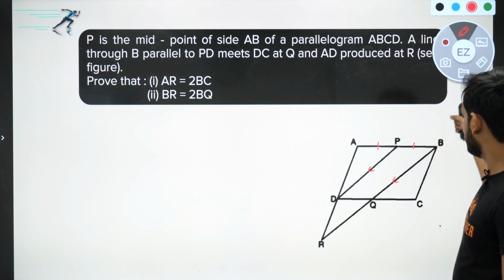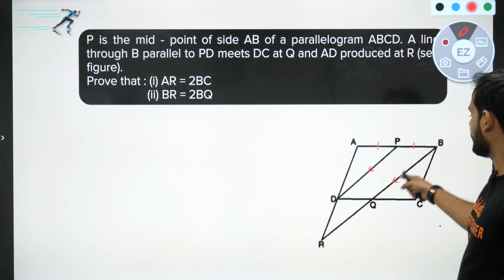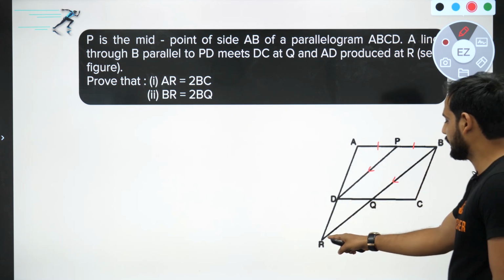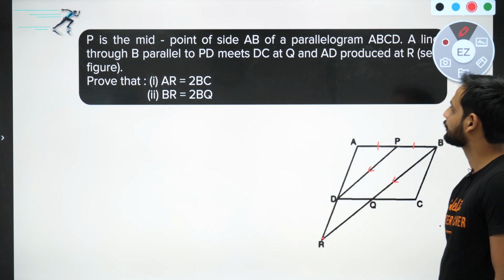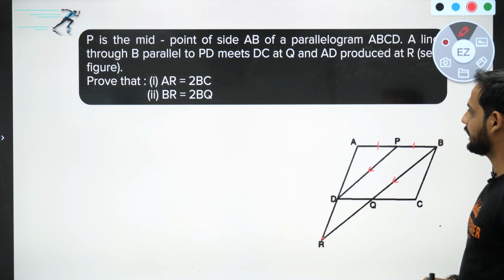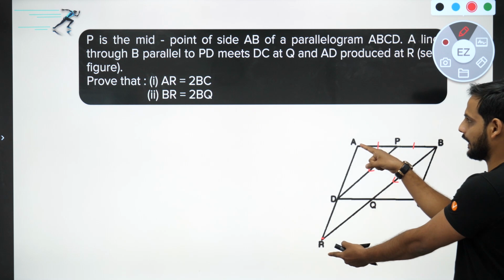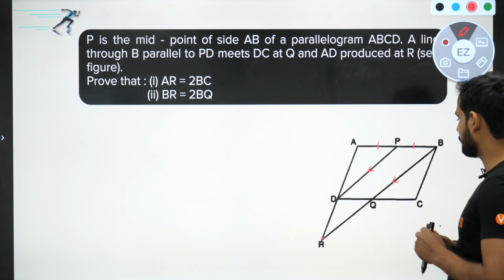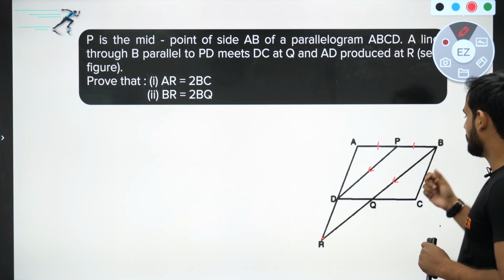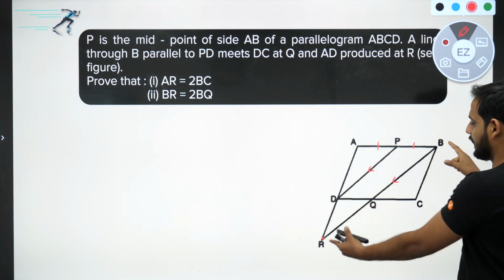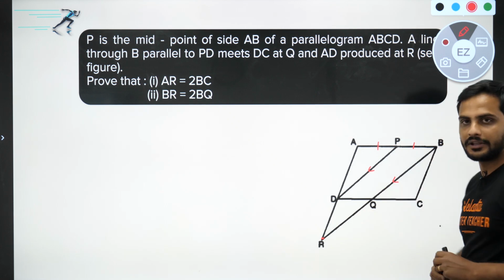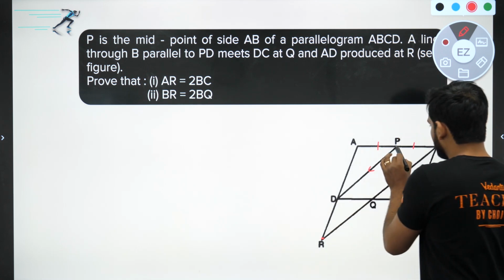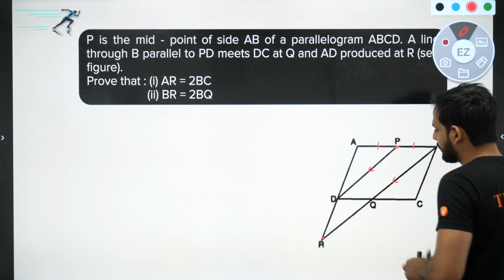This line is intersecting DC at Q, and if you produce AD, these two lines will meet at point R. Now prove that AR is equal to twice of BC. And the second thing you have to prove is that BR is equal to twice of BQ.